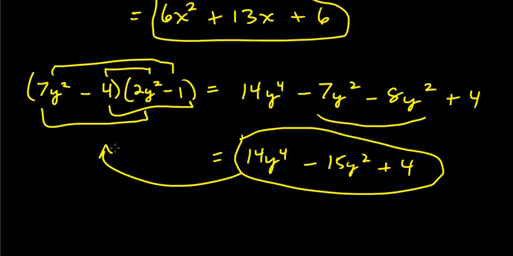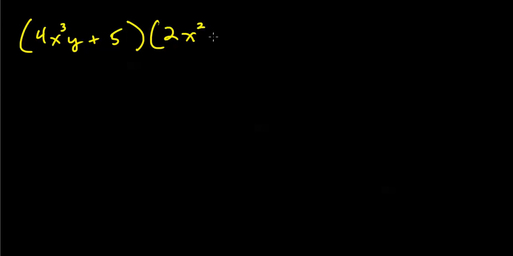Alright, let's try one that's a little harder. If I'm asked to multiply 4x cubed y plus 5, this one's a little nastier. Give me a minute here. 2 times 2x squared minus 3y. So I'm asked to multiply a degree 4 binomial times a degree 2 binomial, and anytime you're asked to multiply binomials, we'll apply the FOIL method.